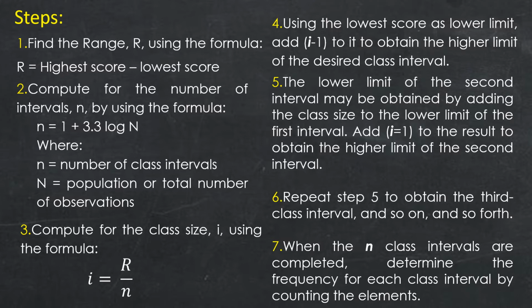Using the lowest score as the lower limit, add i minus 1 to it to obtain the higher limit of the desired class interval. So the lower limit of the second interval may be obtained by adding the class size to the lower limit of the first interval. So add i minus 1 to the result to obtain the higher limit of the second interval. You may repeat the step to obtain the third class interval and so on and so forth. So, when the n class intervals are completed, determine the frequency of each class interval by counting the elements.